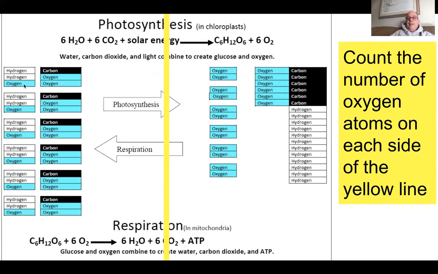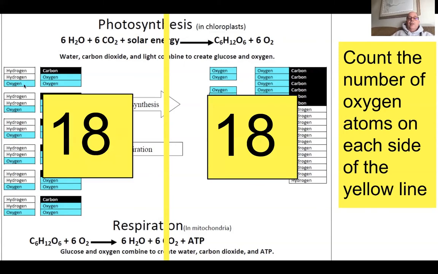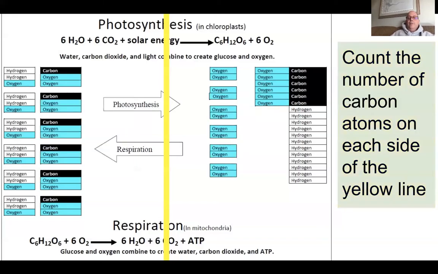I'll give you a second here. Right? Did you figure out that there's 18 on both sides? In other words, we didn't create any atoms when we went through photosynthesis. We didn't destroy any. There's the same number of oxygens on both sides. Let's see if the trend continues.